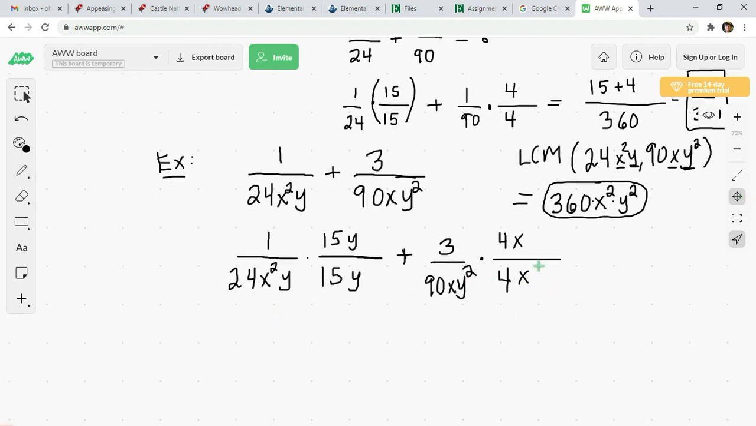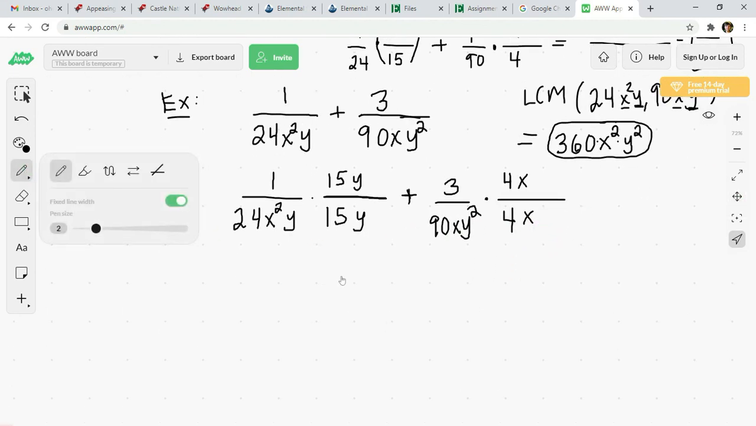Now, our final step, maybe final couple steps, is we can write this as a single fraction where 360x squared y squared is our denominator. And again, you could check that 24x squared y times 15y is equal to 360x squared y squared. And similarly, 90xy squared times 4x is also 360x squared y squared. But anyway, that's our LCM, so of course that's what our denominator is going to be. And so we just need to multiply across the top and add those two things together.